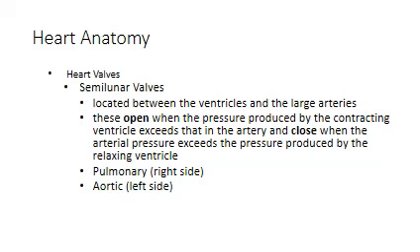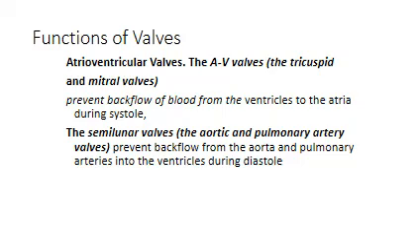So these open when the pressure produced by the contracting ventricle exceeds that of the artery, and close when the arterial blood pressure exceeds the pressure produced by the relaxing ventricle. So there are the pulmonary and the aortic semilunar valves. So what are the functions? Obviously they prevent the backflow of blood from ventricles to the atria, the atrioventricular valves, and the semilunar valves prevent the backflow of blood from the aorta and pulmonary arteries to the ventricles during the diastole.